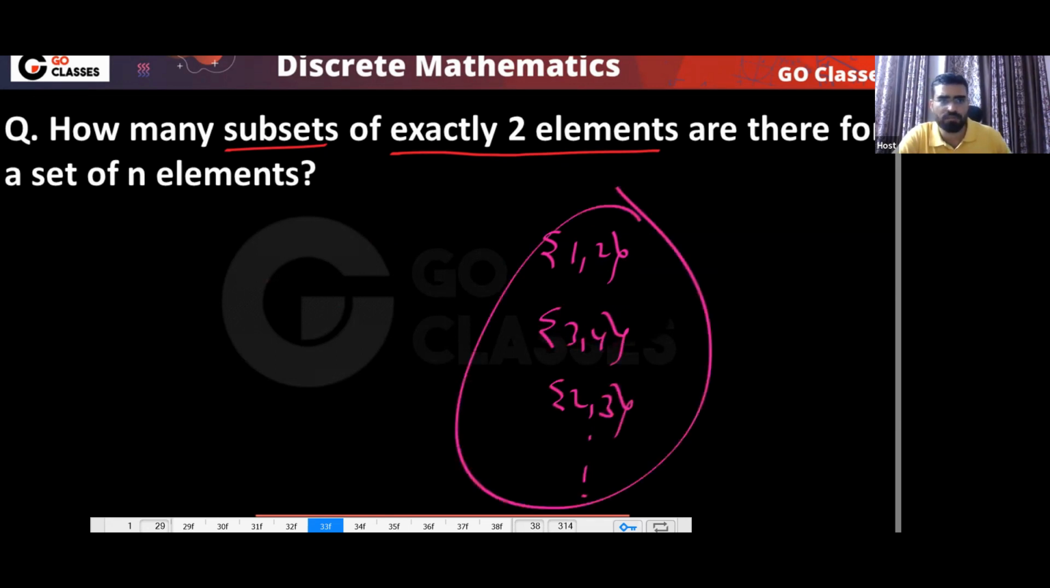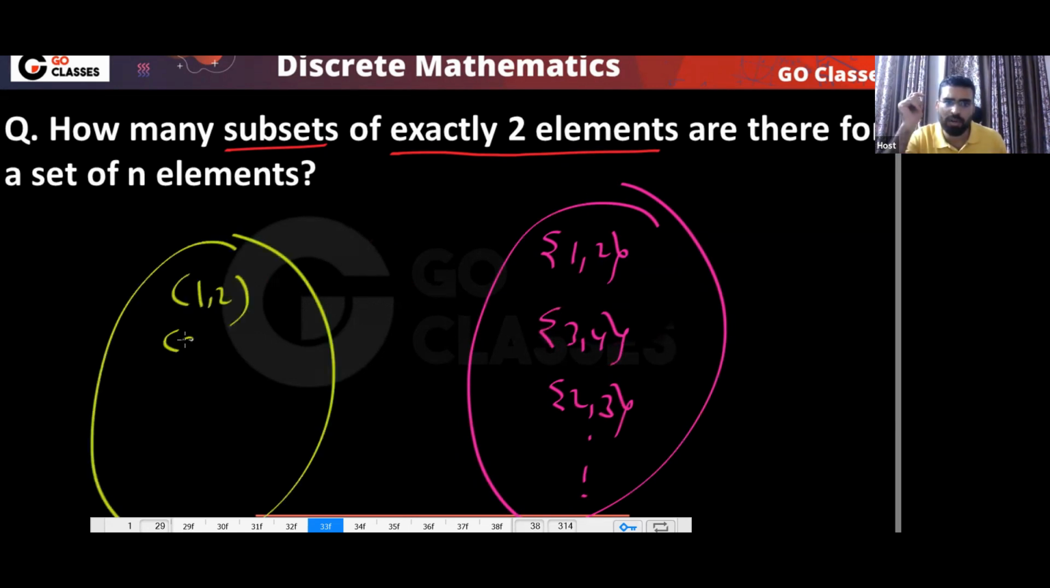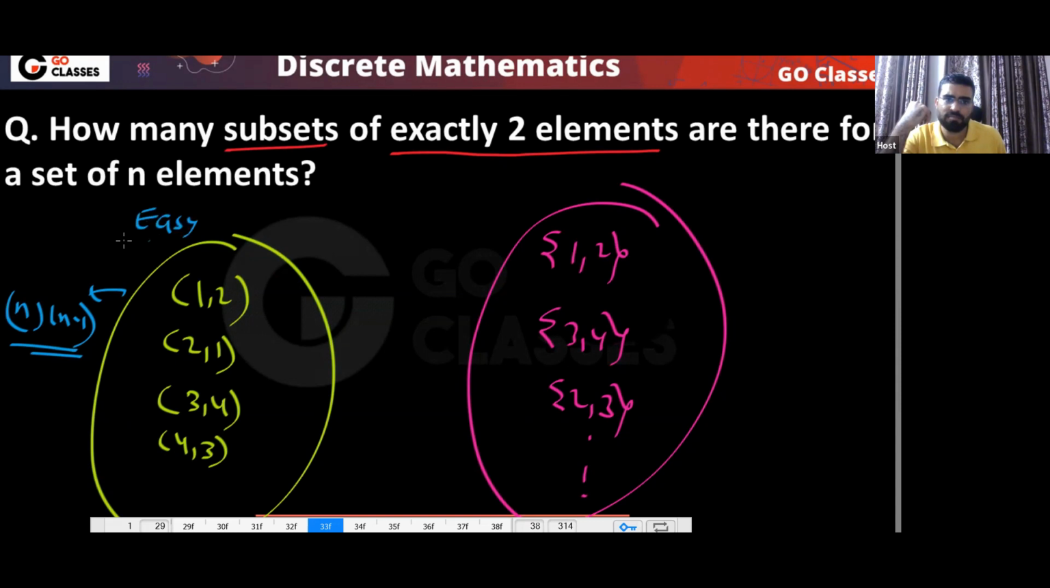This is what we want. But what we have? We have these type of things like 1, 2 and 2, 1, 3, 4 and 4, 3. These type of things we have. So this answer we already know. This is easy, that is n into n minus 1. And this is your actual question.